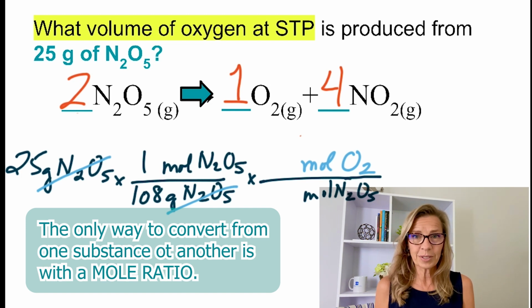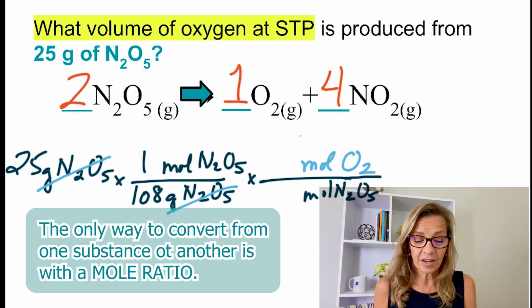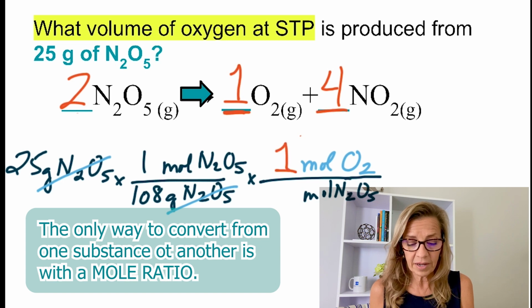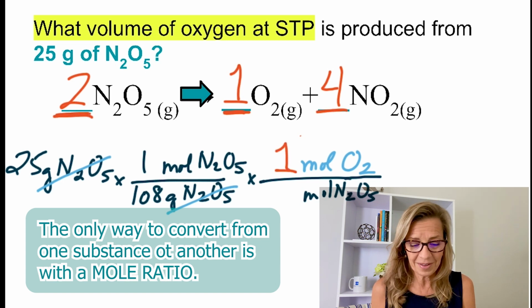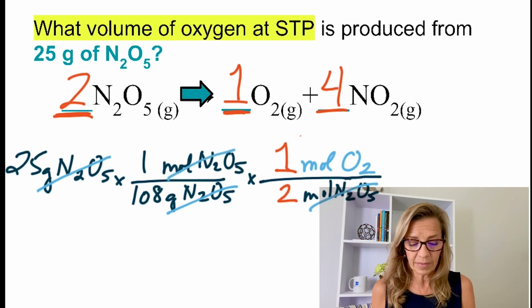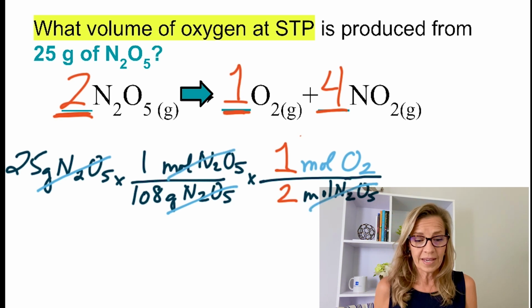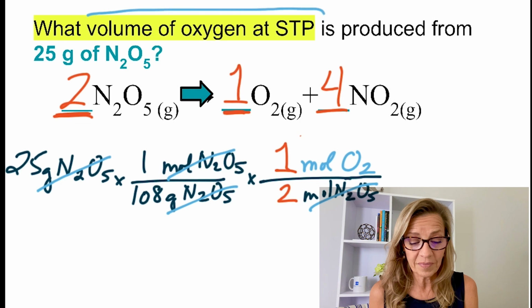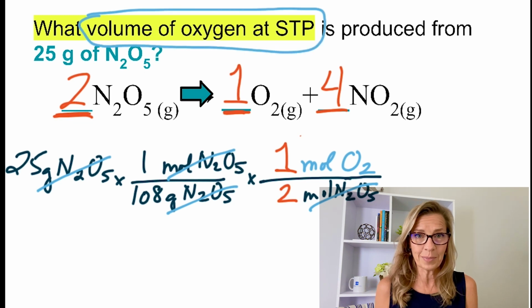Now, what numbers go in there? This is the fun part. All you have to do is grab the coefficients. So in front of the oxygen, I've got a 1. And in front of the N2O5, I have a 2. Now, at this point, if I stopped and multiplied, that unit would cancel, and I'm left with moles of O2. Now, is that where we're going? No, not moles, not grams. We're going to volume of oxygen at STP.